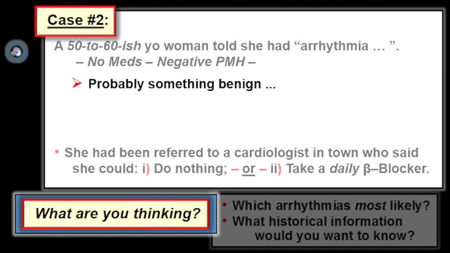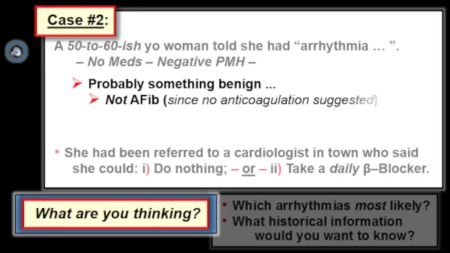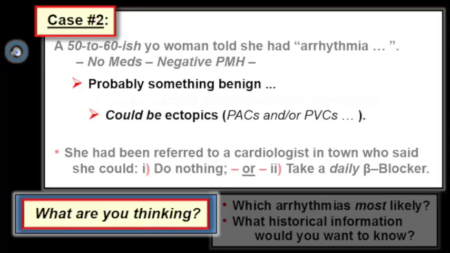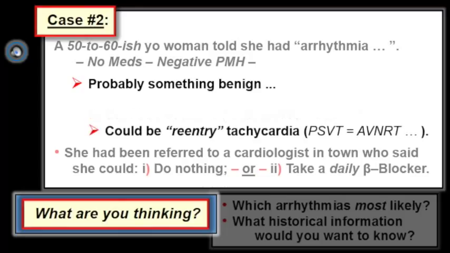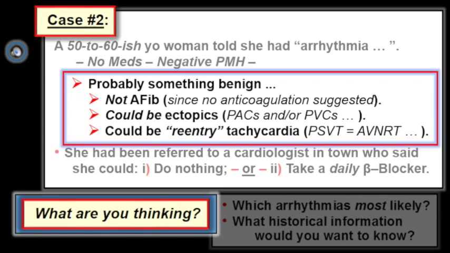It would seem unlikely that she has atrial fibrillation because there was no mention of any discussion involving anticoagulation. So she could be having early beats like PACs or PVCs, or she could even have some type of reentry tachycardia such as PSVT. But whatever it is, her arrhythmia is probably benign.